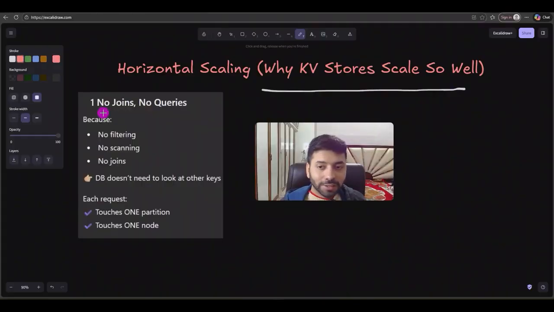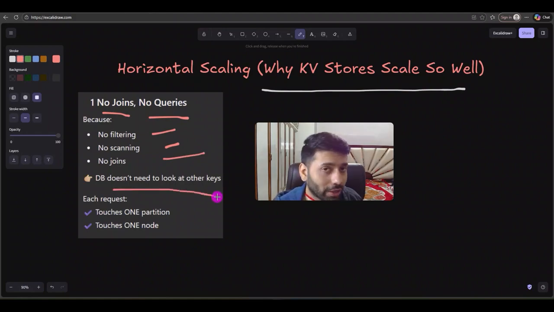All right, next let's discuss horizontal scaling, or how a key value database scales so well. The first reason is no joins and no complex queries. As we discussed earlier, it stores the value based on the key. You simply give it the key and it will return you the value. Here we are not doing any filtering, no scanning, no joins. The database will only look into the key that you have provided and not other keys. So each request will touch only one partition and only one node.